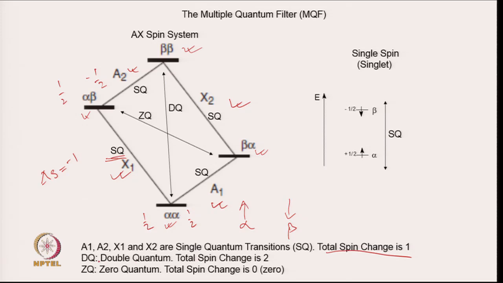If you look at the DQ, it is basically this one, and here you see you are going from alpha alpha to beta beta, and here the total spin change is 2, and that transition is called double quantum transition. If you go from beta alpha to alpha beta or alpha beta to beta alpha, the spin change is 0, and that kind of transition is known as zero quantum transition.